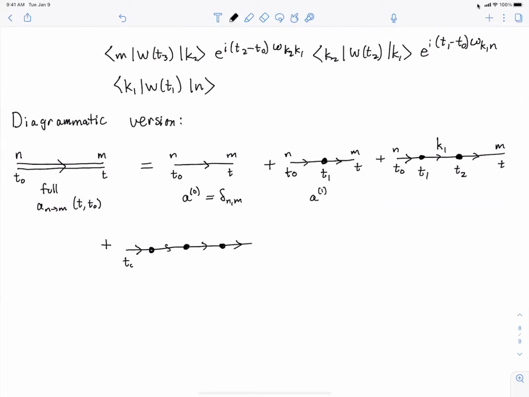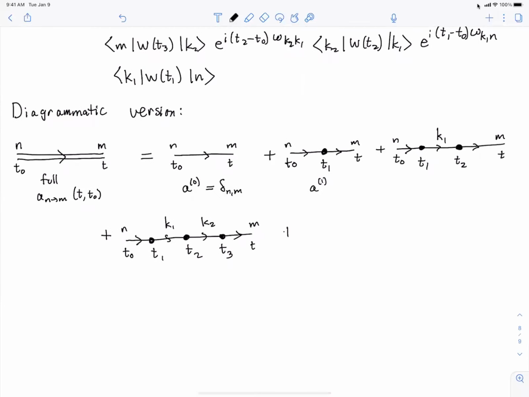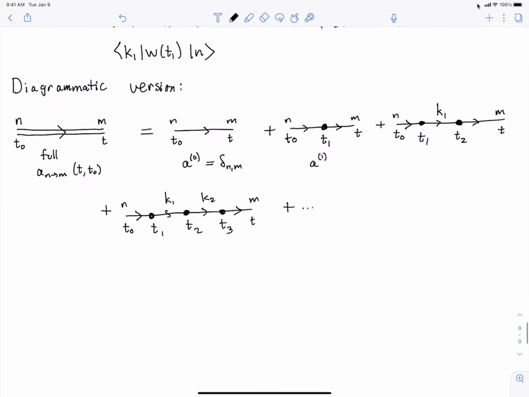This initial is still T0 and N. The final is still T and M. This is going to be time T1, T2, T3. This is going to be state K1, state K2. Okay, and then a general contribution is just gotten by drawing a diagram, which is a line with a bunch of dots on it.